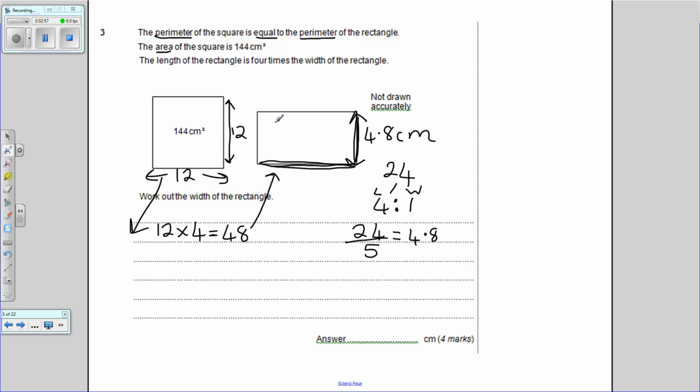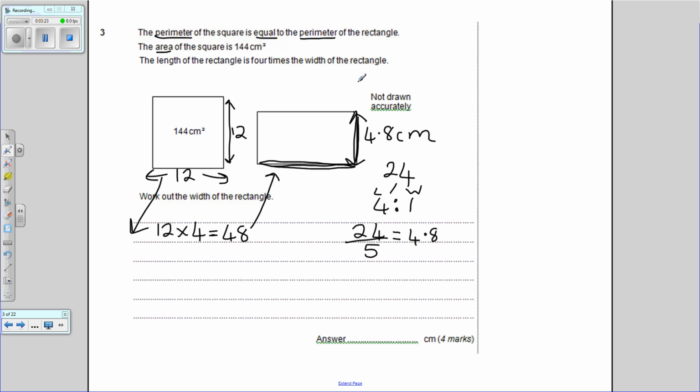So just to quickly review that, the area of the square is 144. So that means because it's a square, it must be something squared that gives you 144. So that's why the length of the square is 12. That enables us to work out the perimeter of the square, which is 12 times 4, which is 48. Because the perimeters are equal, this rectangle must be 48 as well.